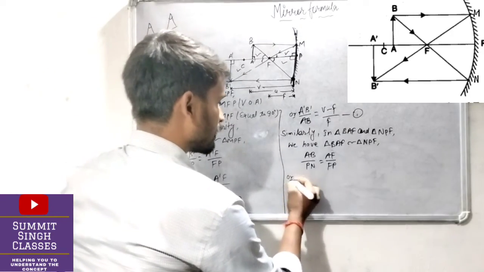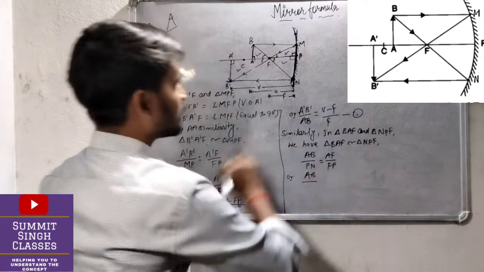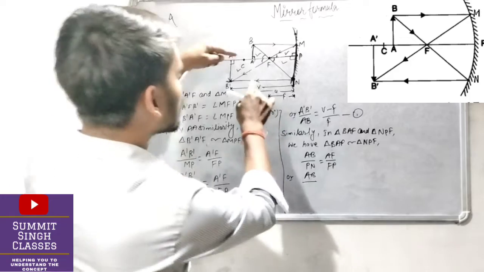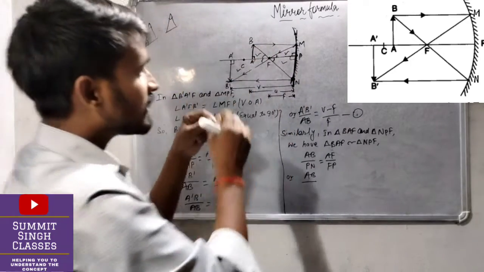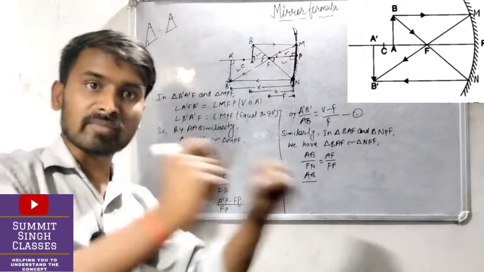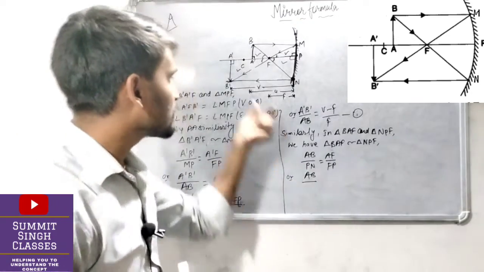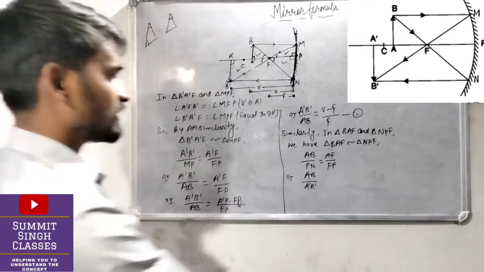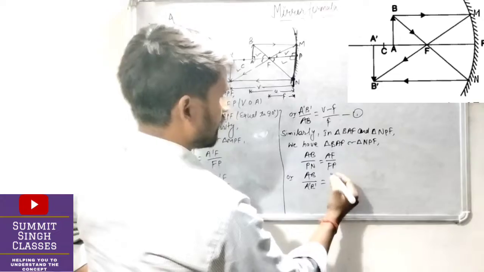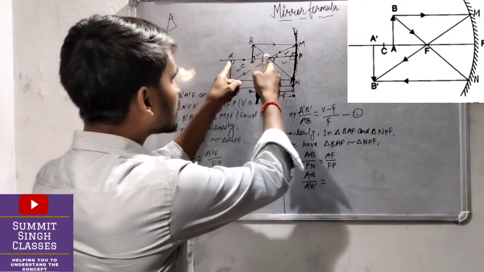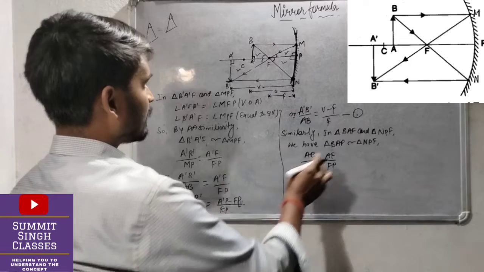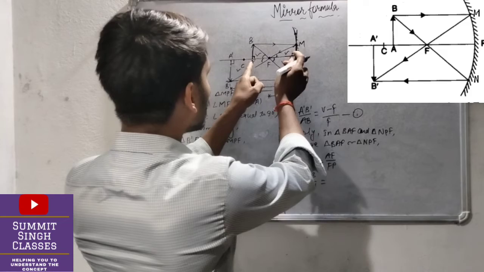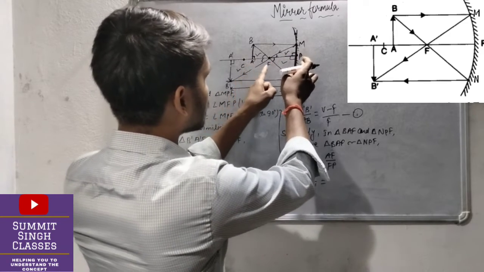Or we can write AB, and in place of PN, PN and A dash B dash are equal to each other. Why? Because these are two parallel lines, and the height between two parallel lines remains the same everywhere. That's why we can write PN is equal to A dash B dash. So A dash B dash will be equal to AF by FP. Now AF is this, and FP is this. So in place of AF we can write AP minus FP.